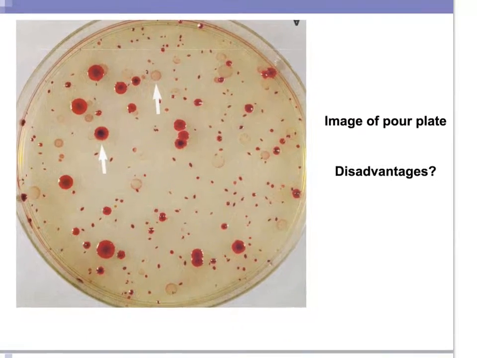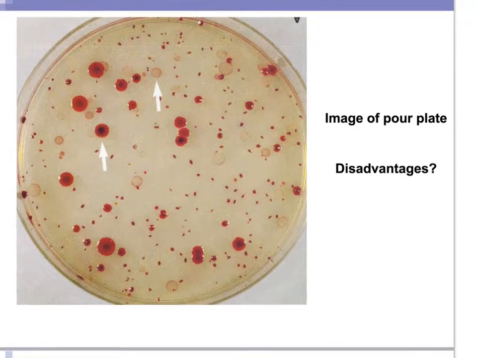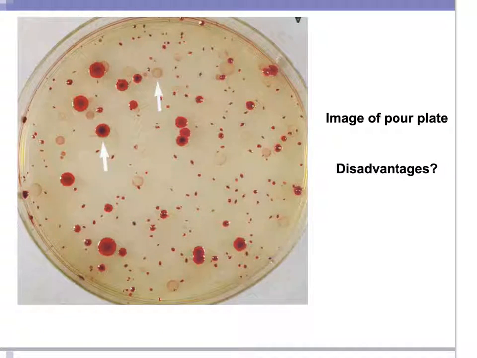Okay, so here's a pour plate. What you can hopefully see is that some of the colonies are on top of the agar, some of them are down beneath, some of them are inside. So not everything is growing on the surface.